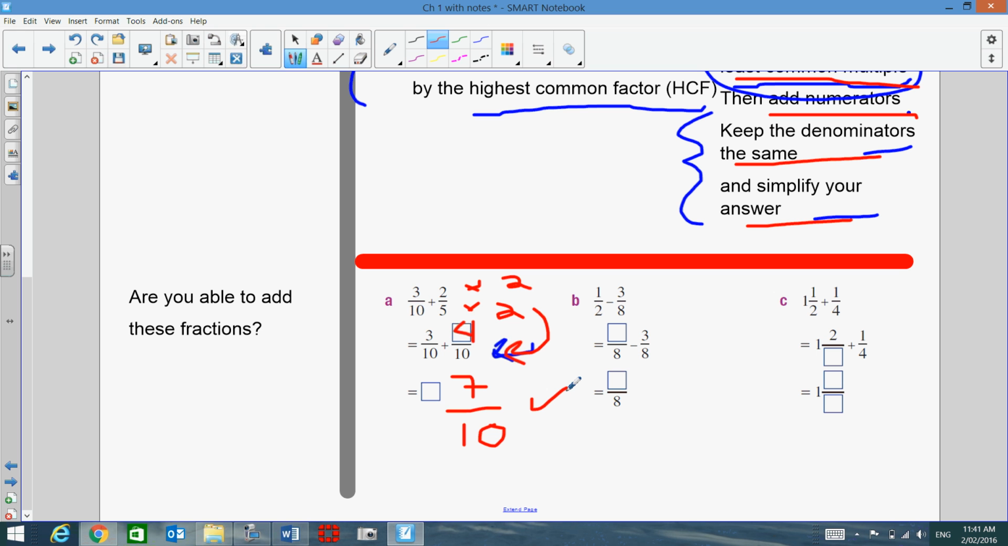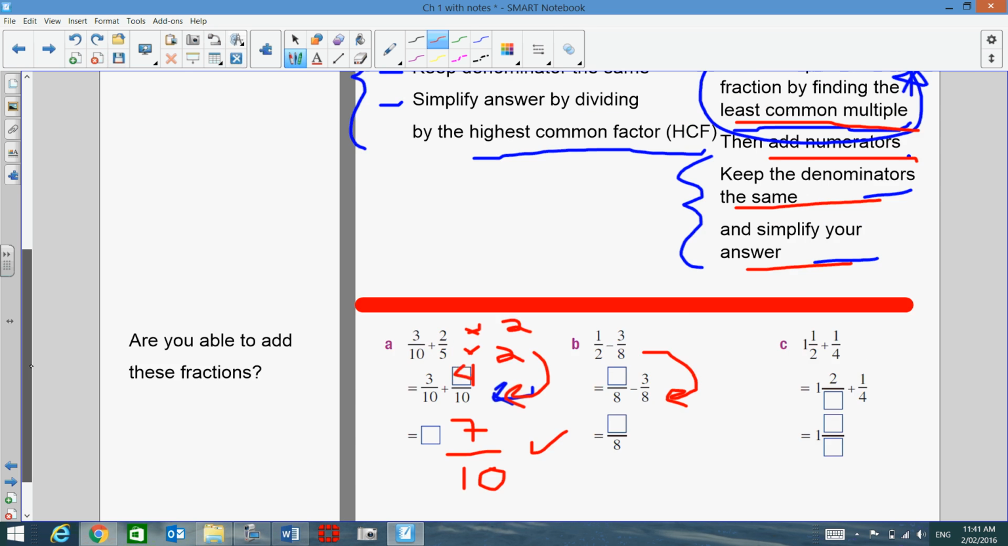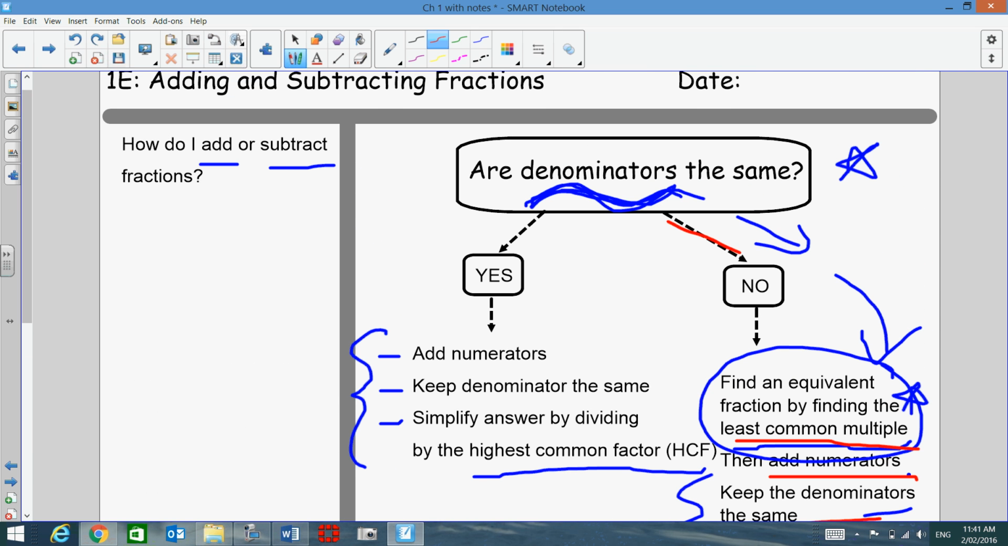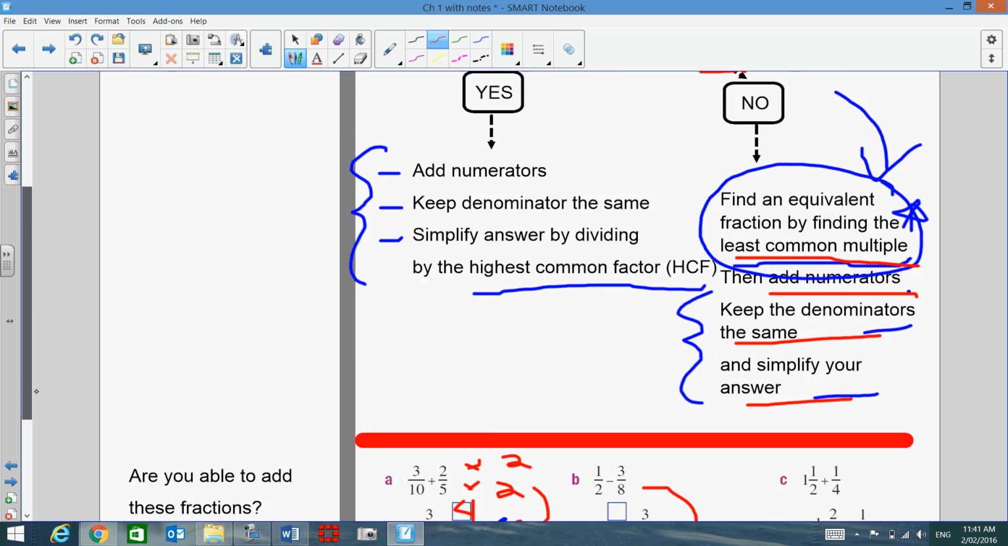So that is the end of my question, and I can move on to the next one. I'm going to do the same thing for part B. They have set me up to use 8 as my common denominator because, again, we are following this no path. No, my denominators are not the same.